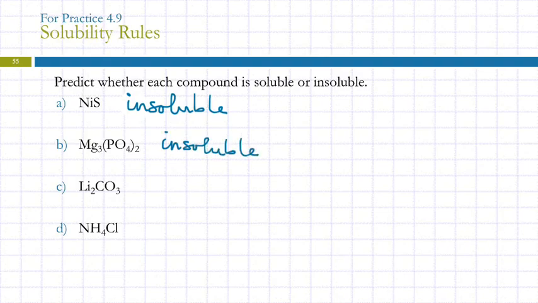The ones in the bottom half are insoluble with the stated exceptions. The ones in the top are soluble, and the exceptions are insoluble. So lithium carbonate, soluble because lithium. Lithium, sodium, potassium, or ammonium, it's soluble. Doesn't matter what the other ion is. So that's soluble. What's this guy? That's soluble too. It starts with NH4.